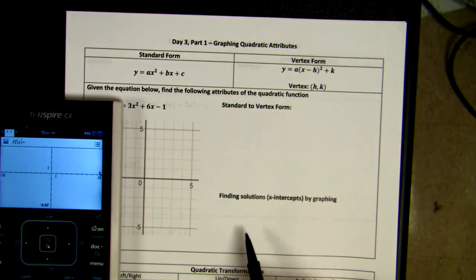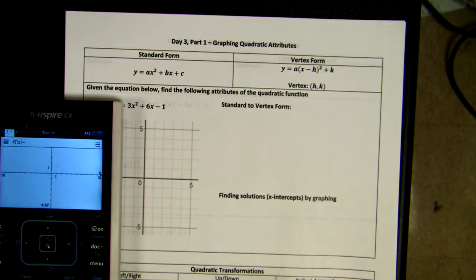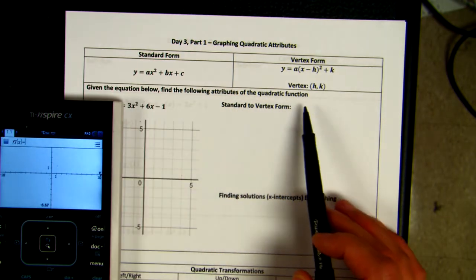Okay, today we are starting with graphing quadratics to solve for two things: to convert from standard to vertex form, and to find our solutions or x-intercepts by using our calculator. It says, given the equation below, find the following attributes of the quadratic function.